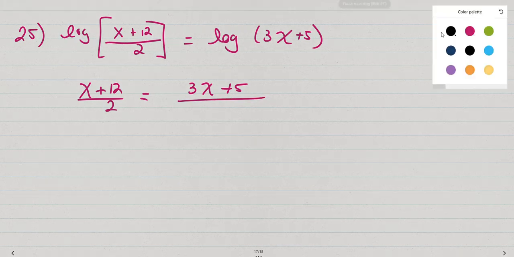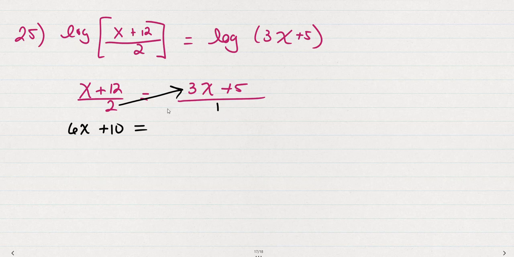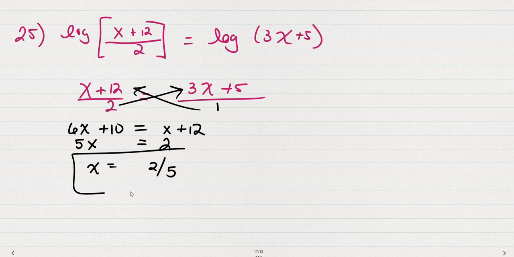Using some cross multiplying to solve this, I could see that 3x plus 5 times 2. So I just did 2 times 3x plus 5, 6x plus 10 is equal to x plus 12 times 1. Solving for x, I'd have 5x equals 12 minus 10, and then x equals 2 over 5. And if you plug that in, you'd see that it does in fact come out correctly.